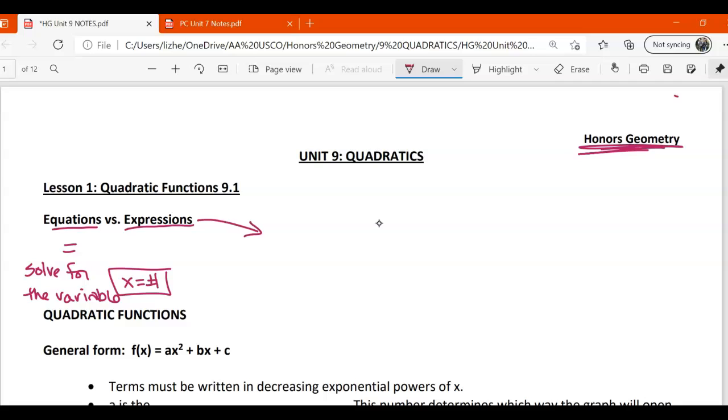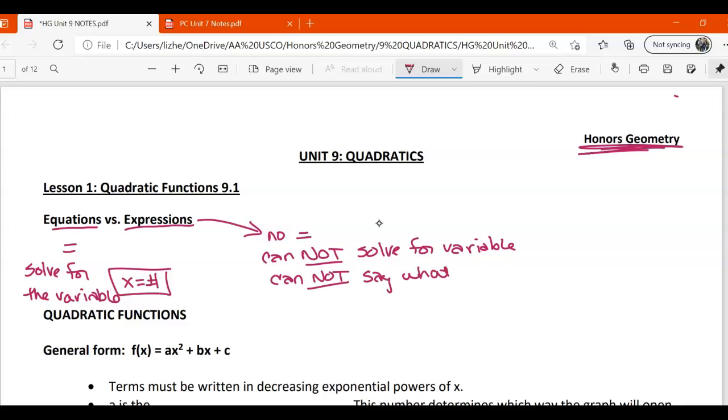Whereas with an expression, there is no equal sign. Therefore, you cannot solve for the variable. You cannot say what x equals. All you do is simplify. And this is so basic and yet so important. You need to remember it.